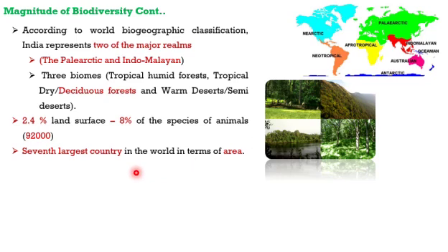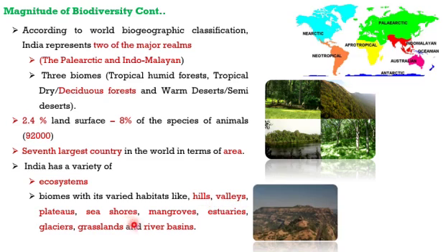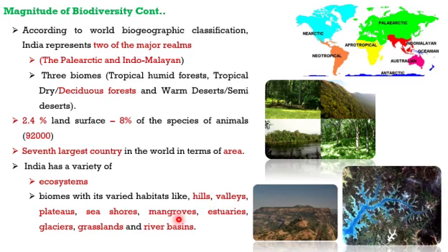And we are the seventh largest country in terms of world area, and we have a variety of ecosystems such as hills, valleys, plateaus, seashores, mangroves, estuaries, glaciers, grasslands, and river basins. This is plateaus, if you don't know what plateaus means, and this is the river basins. River basins means the many tributaries that join together into one main river, and that is what we call a river basin. So these are all some introduction about the magnitude of biodiversity.